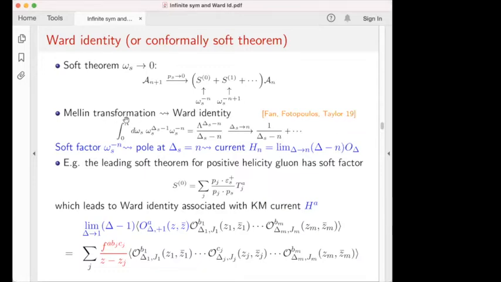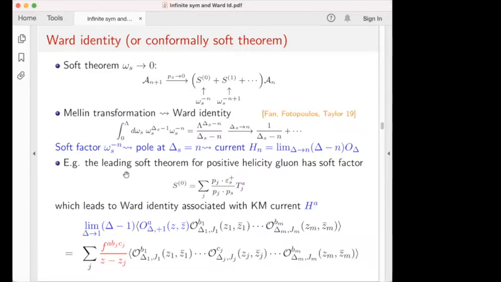If we perform Mellin transformation, then I claim this gives the Ward identity. This can be seen as follows. We have this omega to the minus n, as I show you here. Then we perform Mellin transformation. Then you will see that there's a power here. This means this soft factor omega to the minus n will become a power of conformal dimension n. And this enables us to introduce this current H n equals O delta multiplied by delta minus n, and then take the limit delta equals n. This definition is just what I introduced before.